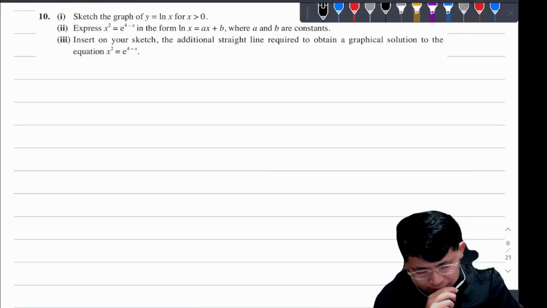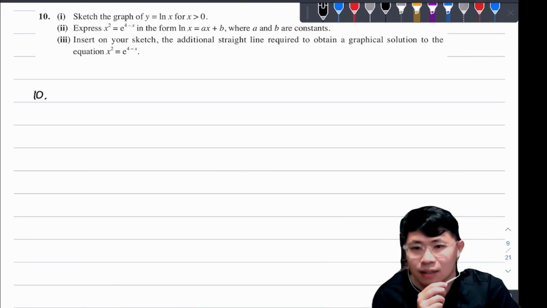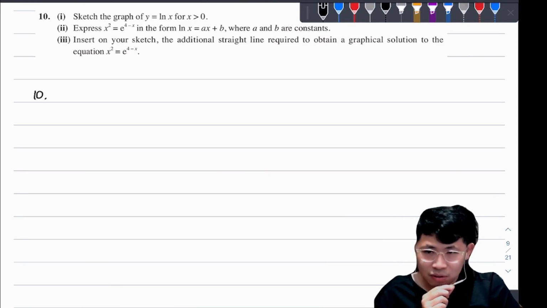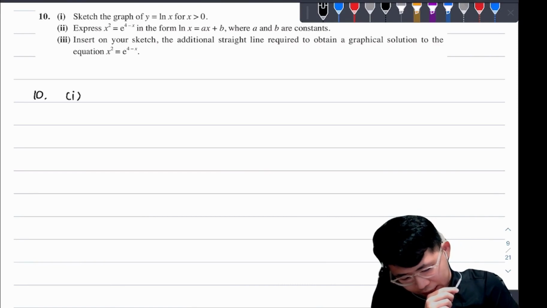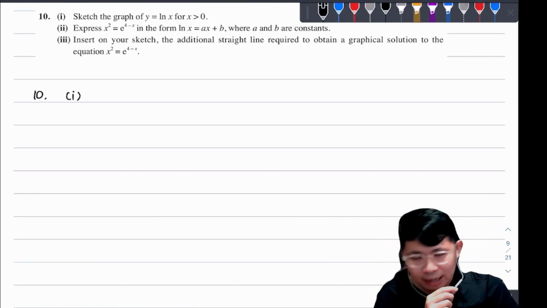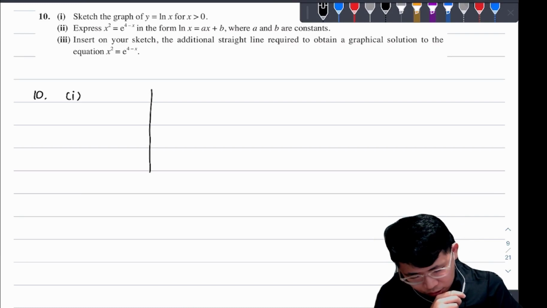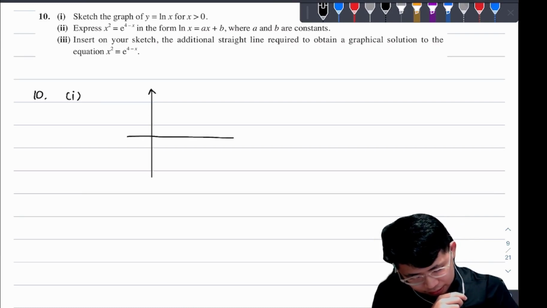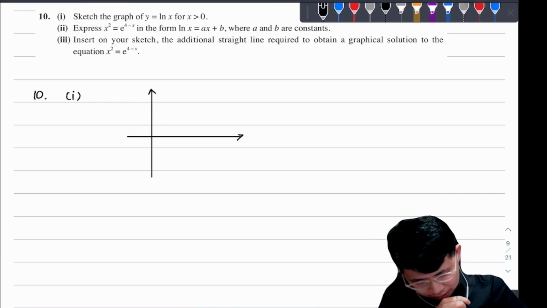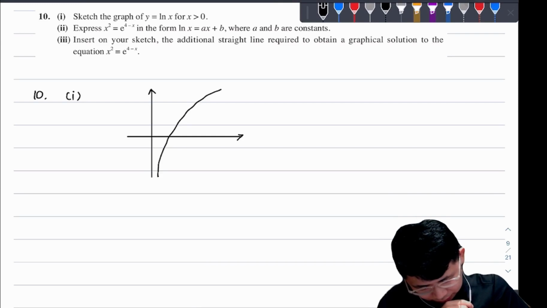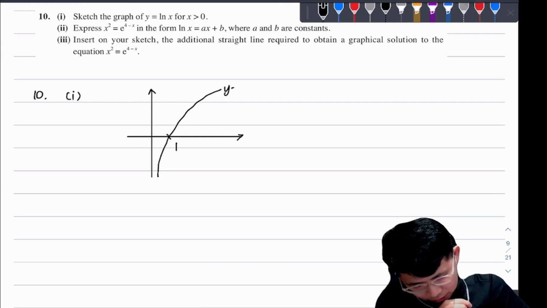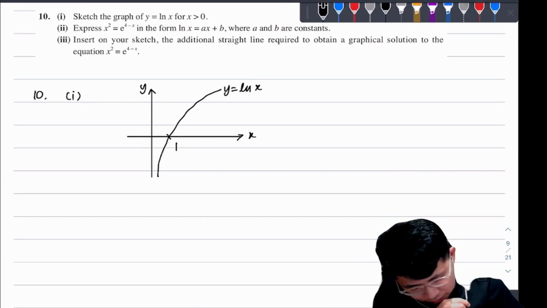Okay, last question of the day. This one will relate to the graph of logarithm, so you must know the shape of the graph. Sketch the graph of the function y equals ln x. So y equals ln x would look something like this. Right, something like this, and then I have a curve like that, cut at 1. So this is y equals ln x.